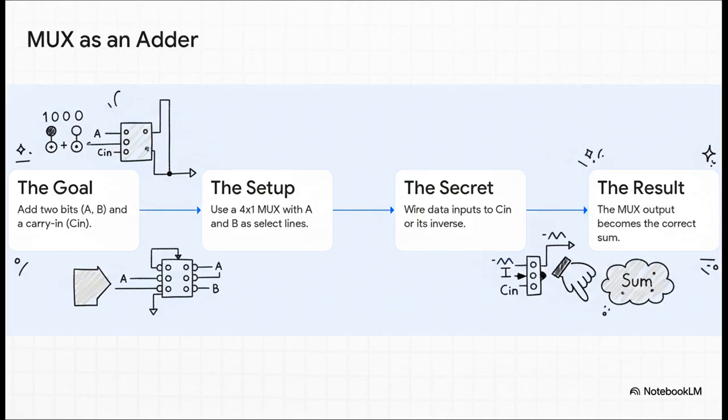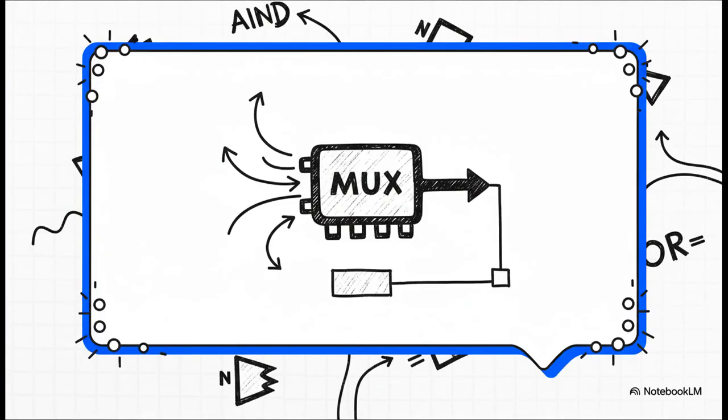So now, when the MUX uses A and B to select an input, it's actually selecting the correct logical outcome. And voila! The output is the correct sum. It's not using logic gates. It's doing addition just by selecting. And this is just a brilliant example of the practical advantage here.